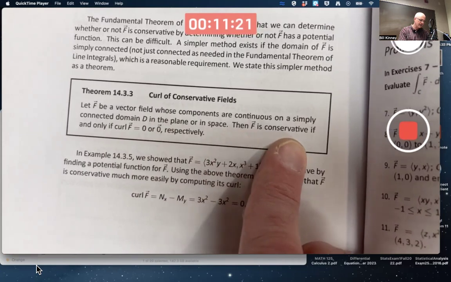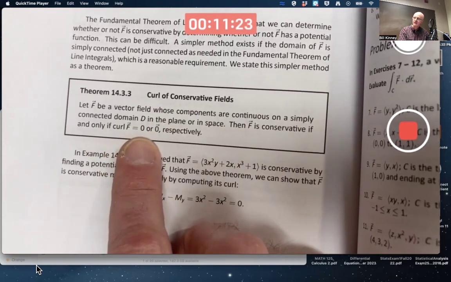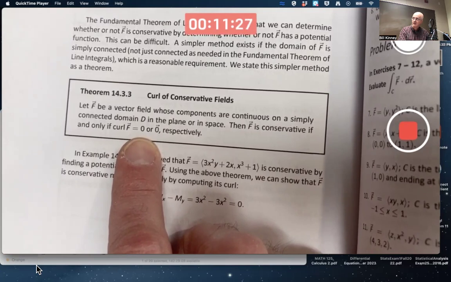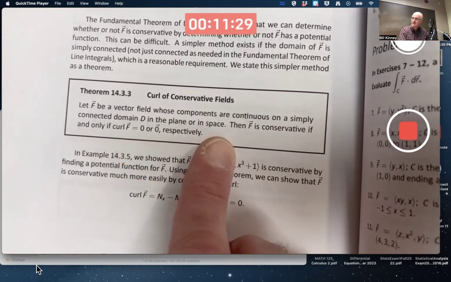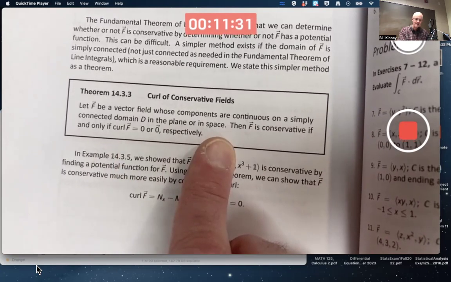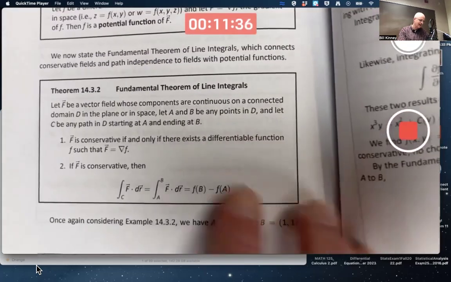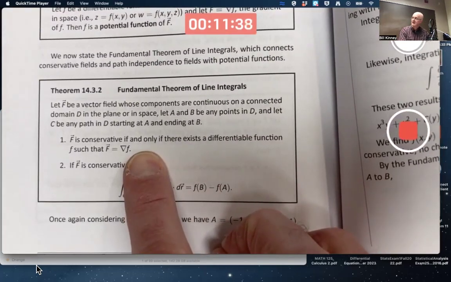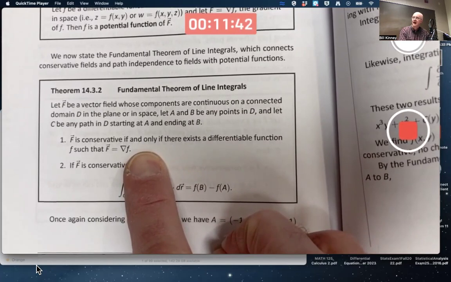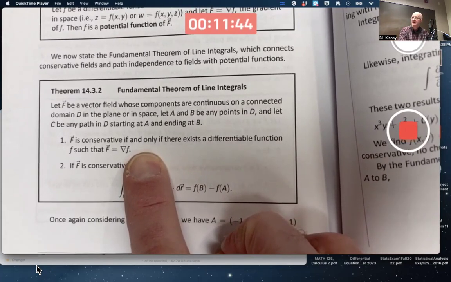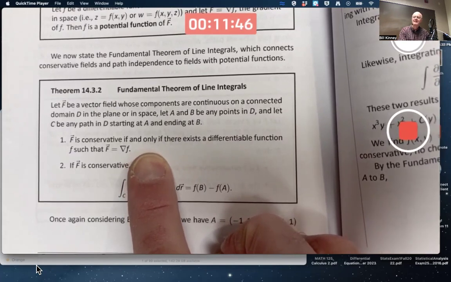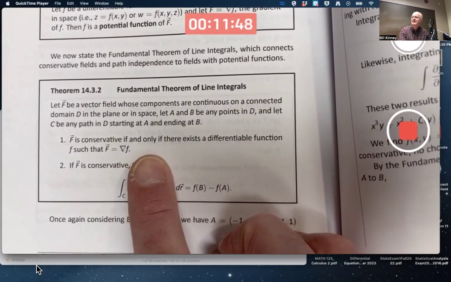Then F is conservative if and only if the curl is 0. We got an example here where the curl is always 0. So this vector field is conservative. What does that mean? It means it's got a potential function. It's the gradient of some scalar function, little f. Kind of like an antiderivative. Potential functions are kind of like antiderivatives. Not the exact same analogy, but similar.